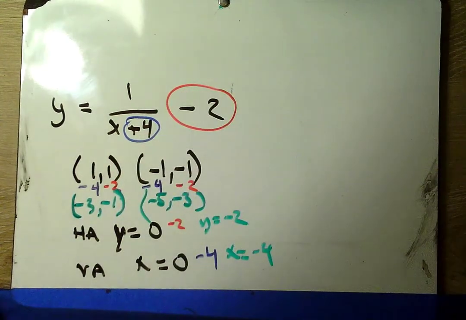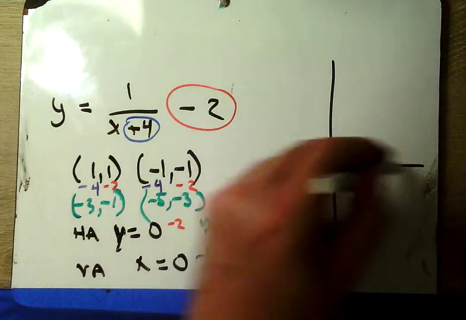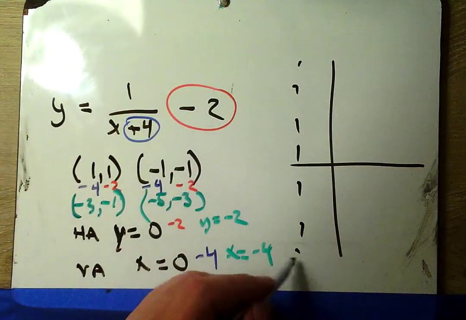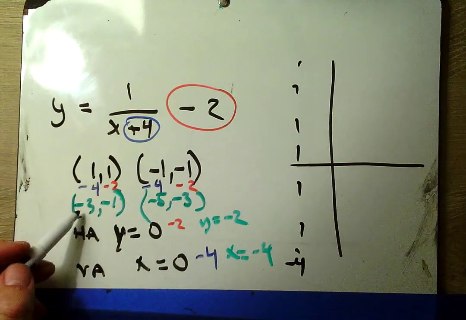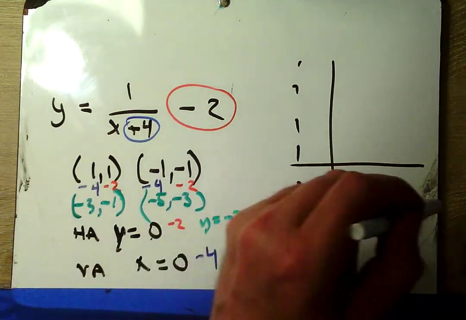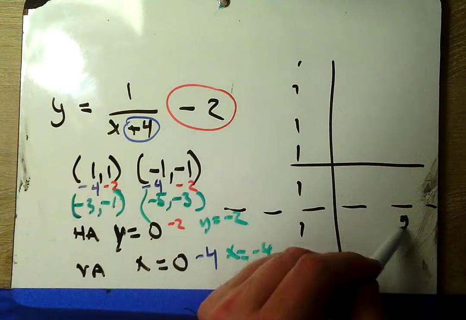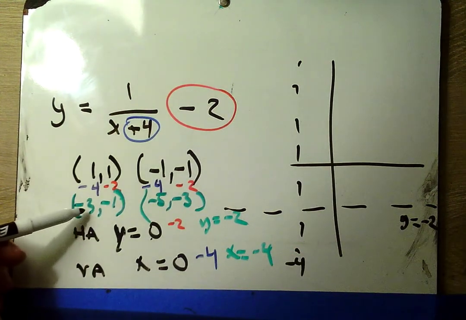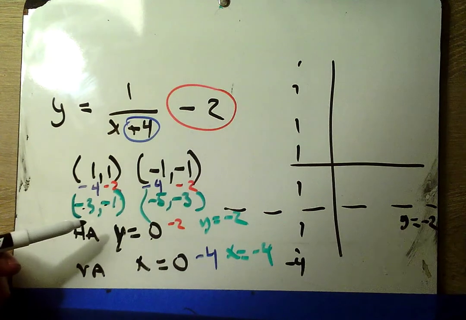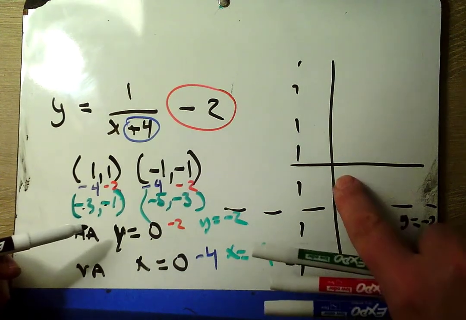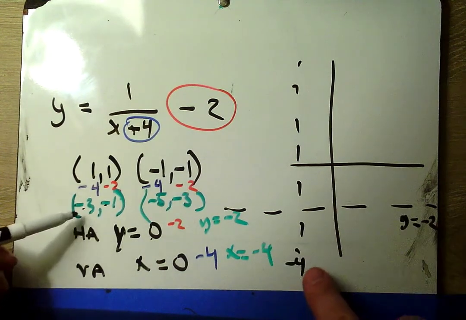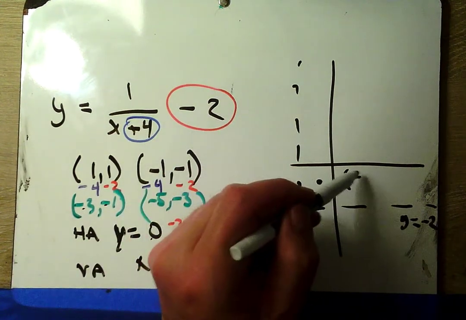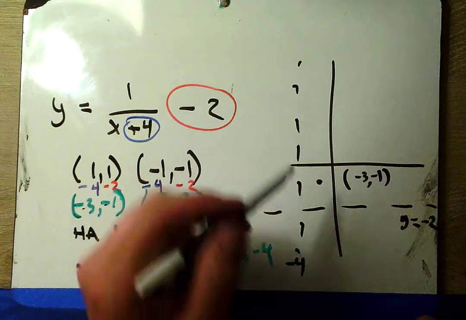So let's plot what we know. I know there's a vertical asymptote at -4. I know there's a horizontal asymptote at -2. I know that I'm supposed to pass through the point -3, -1. So if that's -2, then -1 is about here, and -3 is to the right of this. So I've got this point here called -3, -1.